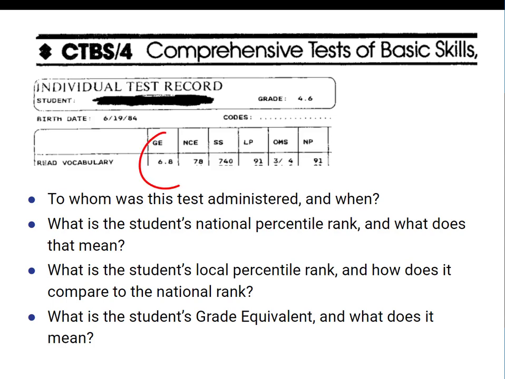The student's grade equivalent is 6.8, which means that if a student in May of 6th grade came in and took the same test, then they would score about as well as this 4th grader did when the 4th grader took the test in March. So still very good. The student is not doing 6th grade work. They're just doing 4th grade work really, really well.